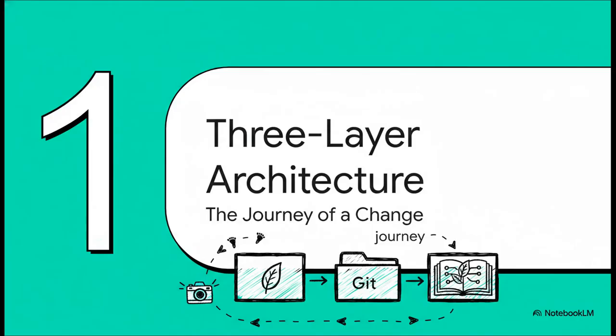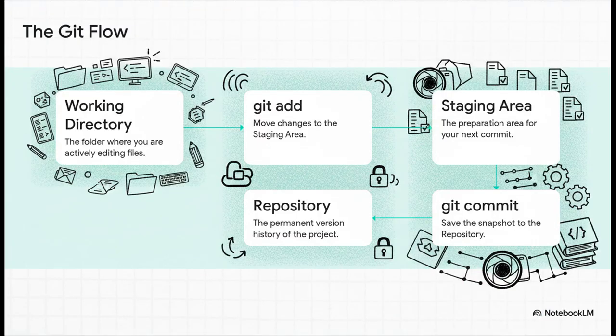Okay, so to work with these snapshots, you've got to understand the journey that every single change you make goes on. It's a really simple but incredibly powerful three-step process. And I promise you, once this clicks, everything else in Git just starts to make sense. It all starts in what's called your working directory. That's just the folder on your computer where you're actually writing code. Now, when you've made some changes you're happy with, you use git add to move them to the staging area.